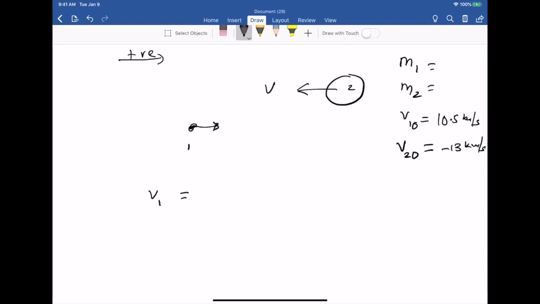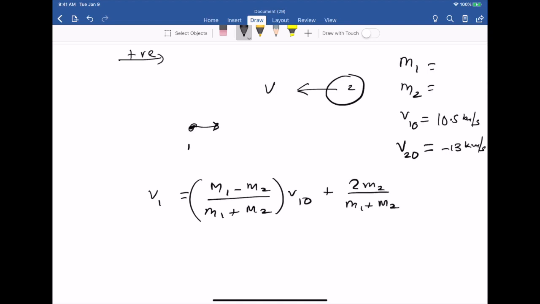Now let's plug in what we can into the formula for v1. According to the slide, the formula is m1 minus m2 divided by m1 plus m2, times v10, plus 2m2 divided by m1 plus m2, times v20. It looks like we have a huge problem because we don't know what the masses are. Can you think of what we can do here? How do we get around the fact that we don't know what the masses are? Let's assume that we are not allowed to look them up.